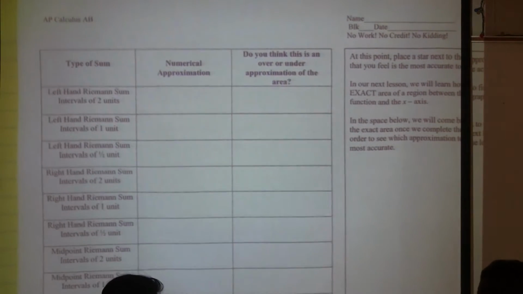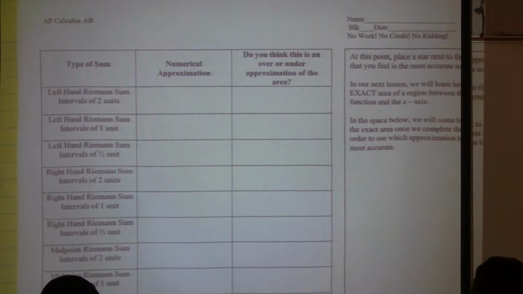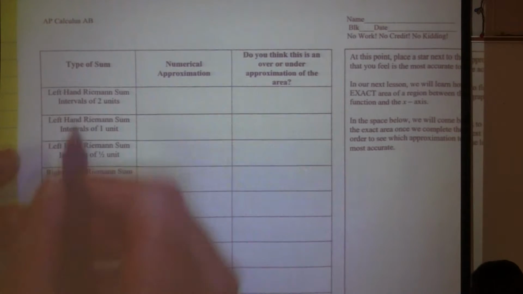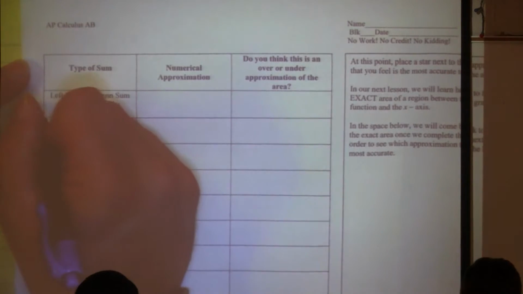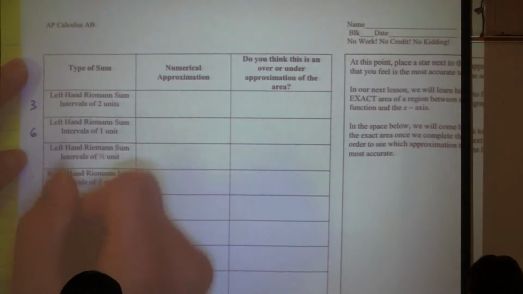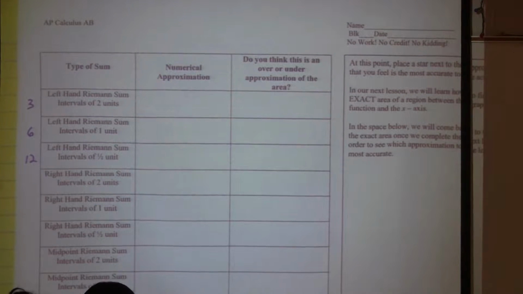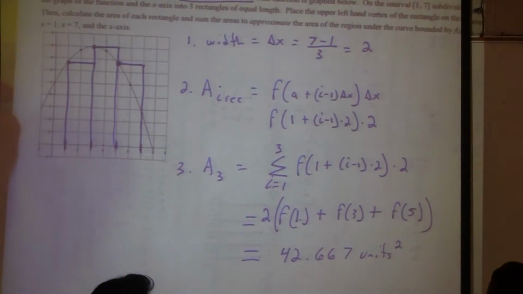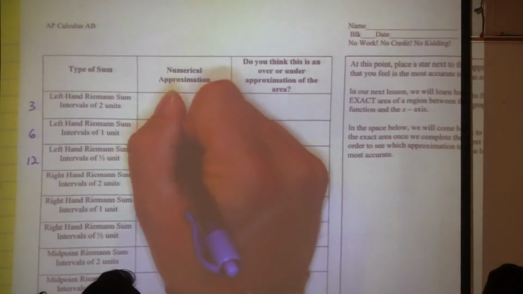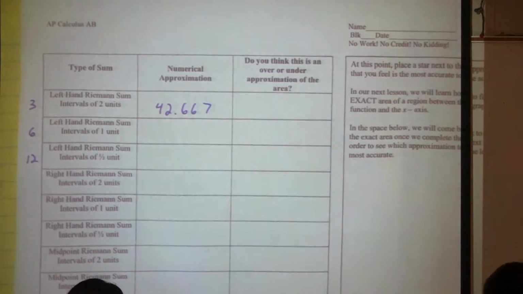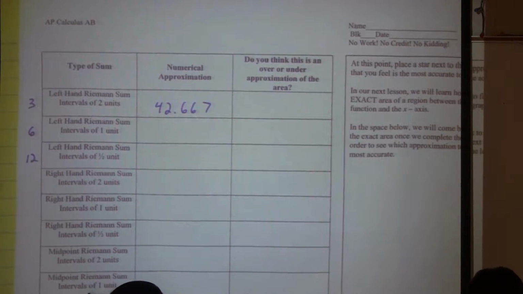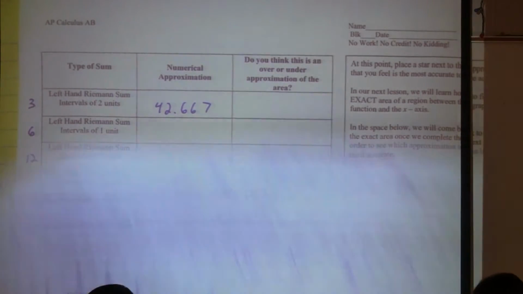So the first one is the left-handed Riemann sums, which are the ones we did yesterday. Right? And they say with intervals of 2, which was when we had 3 rectangles, this was when we had 6, and this is when we had 12 rectangles. What did we get when we did the left Riemann sum with only 3 rectangles? For that last problem that we've been doing. 42.667, right? So let's write that down. And we didn't know if it was an over or an under unless we looked at the picture.